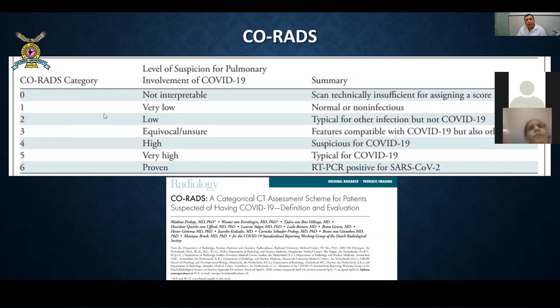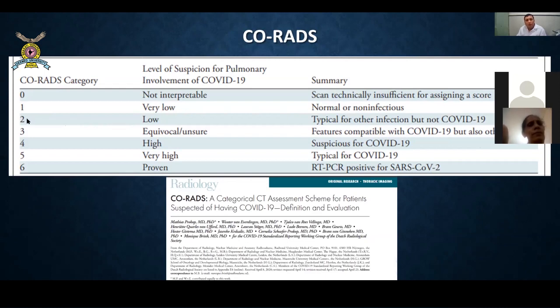In category 1, the probability of COVID-19 is very low. So in that case, the scan may be normal, or you may see radiopacities which are non-infectious. You may see a small subpleural band. You may see very subsegmental atelectatic changes. So in that case, you can categorize it as category 1.